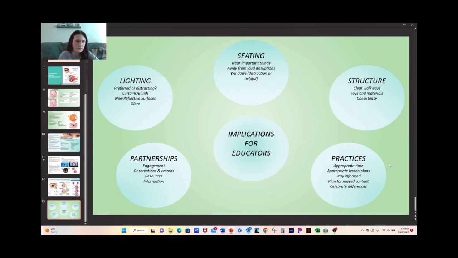The information we learned today was a lot, but it will help us understand each child a little bit better and help us in our ability to provide all children with a learning environment that they deserve.